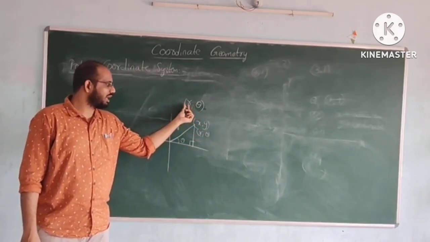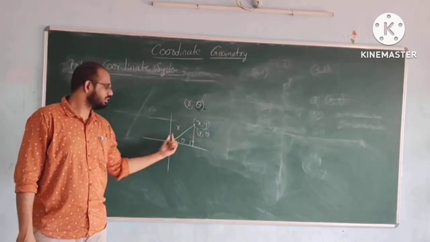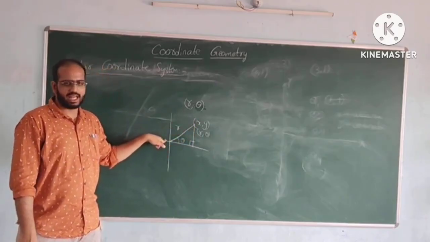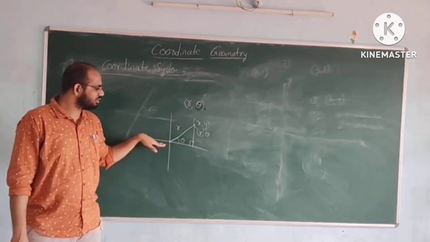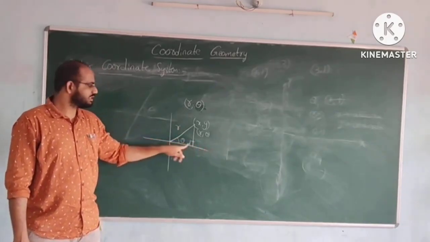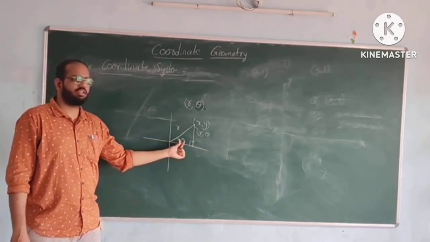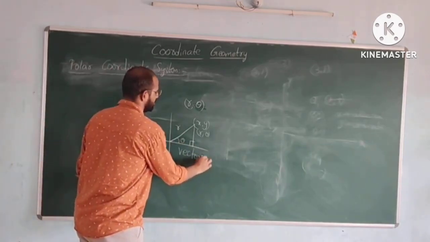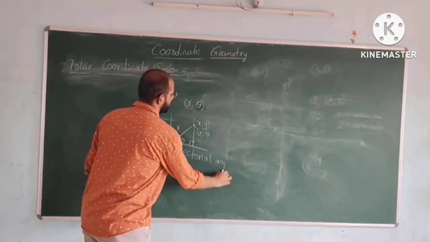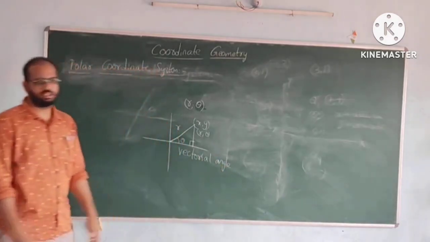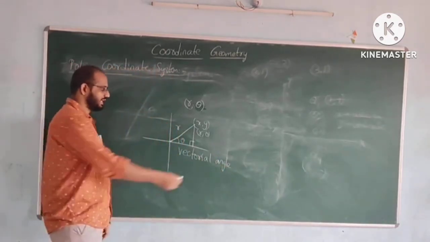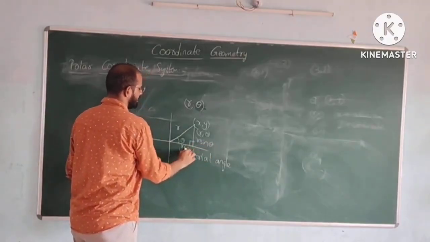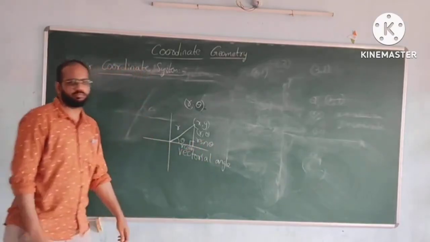Now what is meant by r? r is the distance of the point from the origin. Theta means if we join that point and the origin, the angle made by the line segment with respect to the positive direction of the x-axis is called theta. It is also called the vectorial angle. Right. Now, if you know trigonometry, this is r sin theta, this is r cos theta.